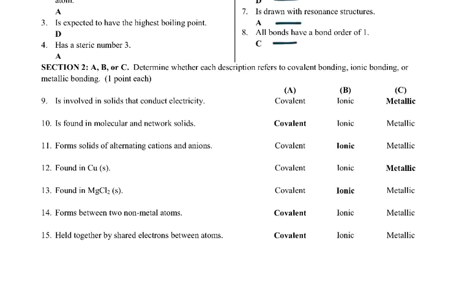Okay, section 2. Determine whether each description refers to covalent bond, ionic bond, or metallic bonding. So these are just facts. So we'll go through: is involved in solids that conduct electricity. Okay, solids that can conduct electricity. Covalents cannot conduct. Okay, ionics only can conduct when they're either aqueous or liquid. So it has to be the metallic. And that's the right answer.